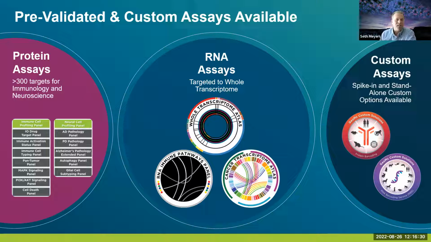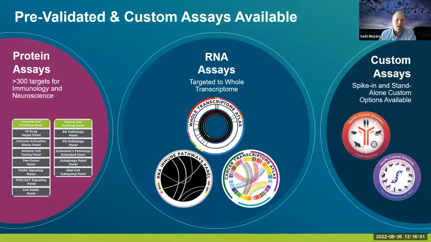From an RNA perspective, anyone who's familiar with running an nCounter assay knows we've built custom nCounter assays for years. You just let us know the genes of interest that you want to profile and we'll build it for you. We won't charge you a cost for building the assay, or we'll only charge you the cost for the probes themselves. And we offer great solutions for spiking that into whole transcriptome as well.